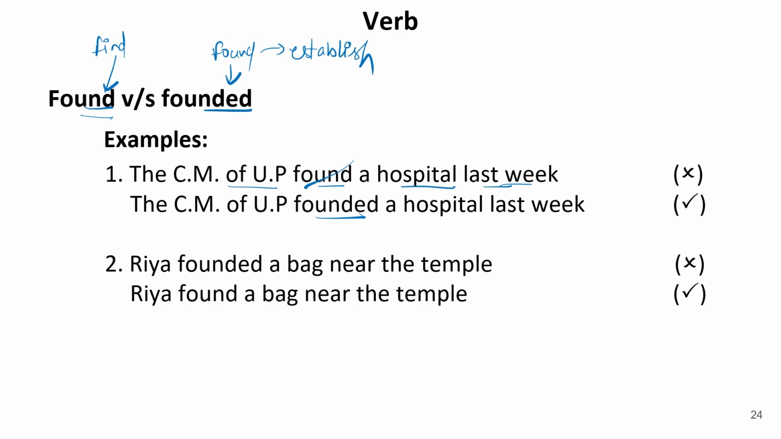Now, Ria founded a bag near the temple. Now founded means she established it, but here she got the bag near the temple, or she searched for a bag, or she just saw that a bag was lying over there. So founded is incorrect over here. Instead we write found. This is the second form of find. So she saw a bag lying over there. That is, Ria found a bag near the temple.